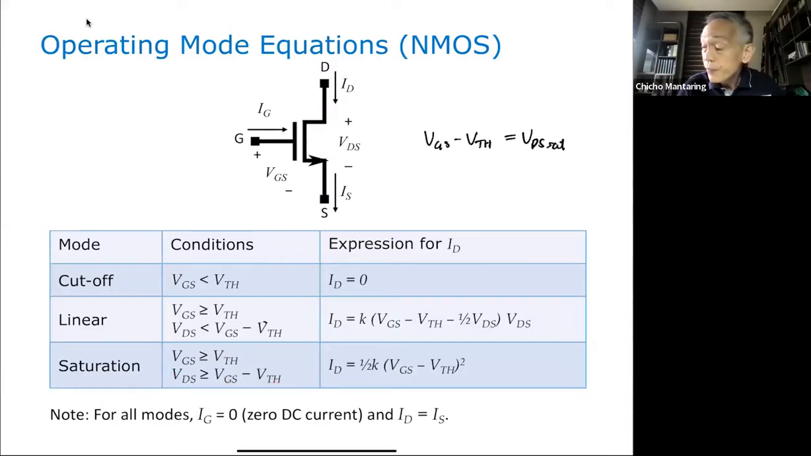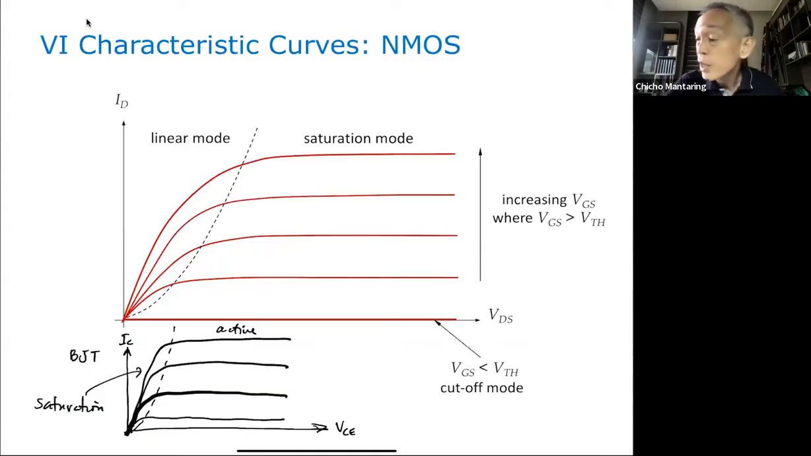In saturation, this is your formula for drain current. Your drain current is only dependent on VGS. It is not dependent on VDS, and that is obvious from here. If you take a look at this drain current, it does not depend on VDS. Whatever the value of VDS here, the current is still the same. It only depends on VGS.